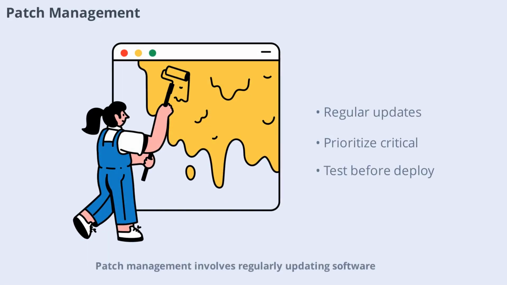Patch management involves regularly updating software and hardware to fix security vulnerabilities. Cyber attackers often exploit unpatched systems to gain access. Develop a patch management schedule and prioritize critical updates. Test patches before deployment to avoid compatibility issues. Effective patch management reduces your exposure to known threats.